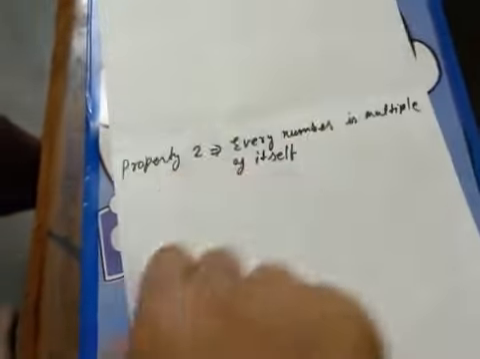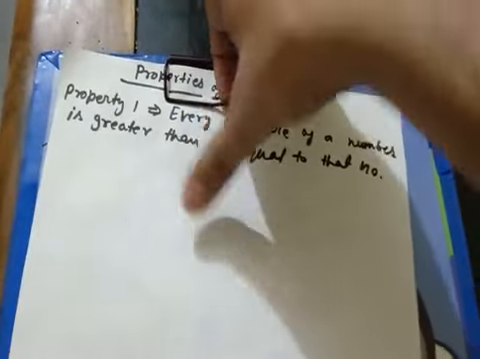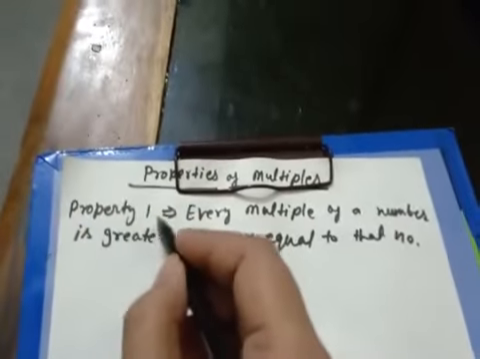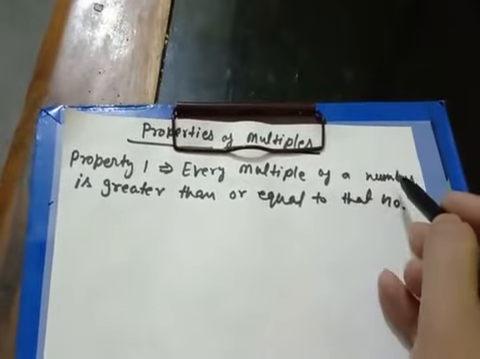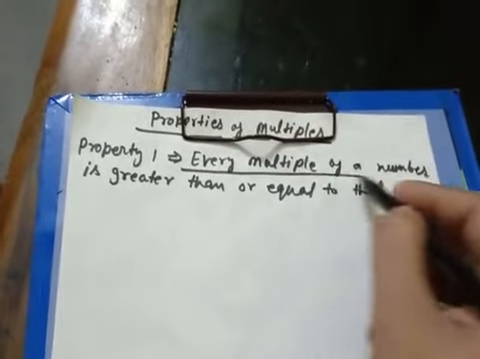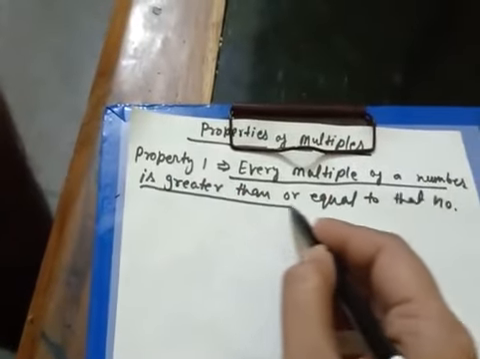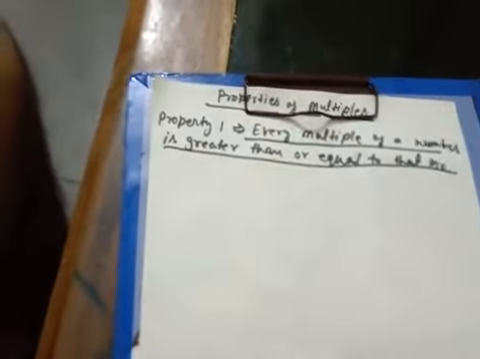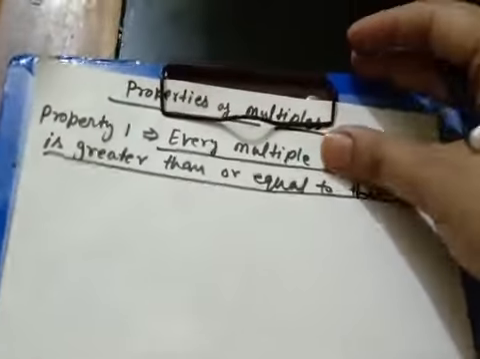Now we will know a few things about the properties of multiples. Property number 1: what is every multiple of a number? Listen very carefully. Every multiple of a number is greater than or equal to that number. I will take some examples, then you can understand it easily.